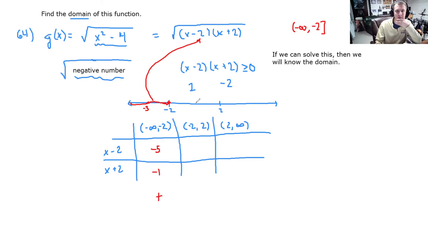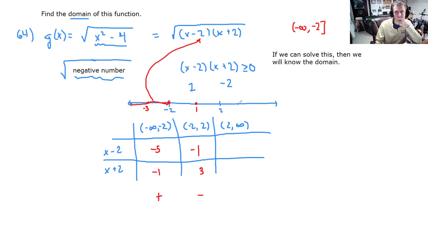Okay, how about in between here? Let's pick a point like we did before, 1. That gives us -1 and 3, which is a negative result. So if we pick anything in between -2 and 2, we're going to get a negative number under the radical. So that's not okay.